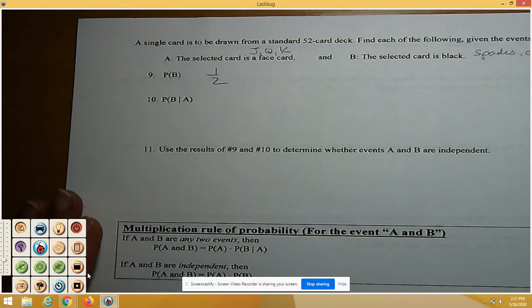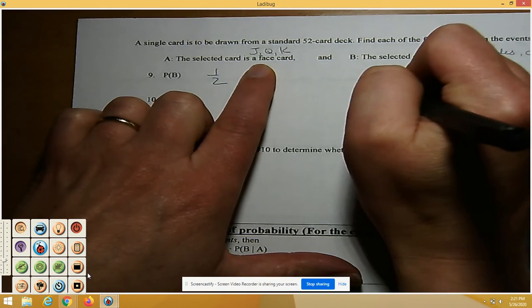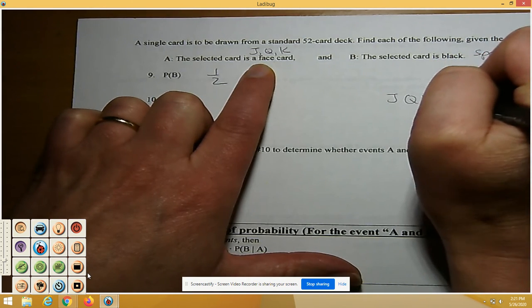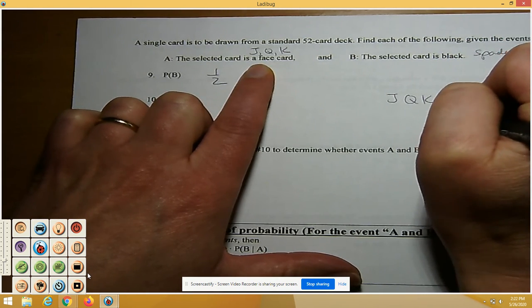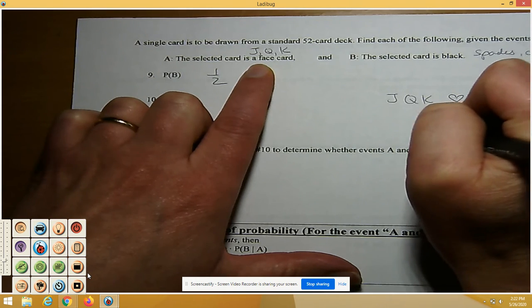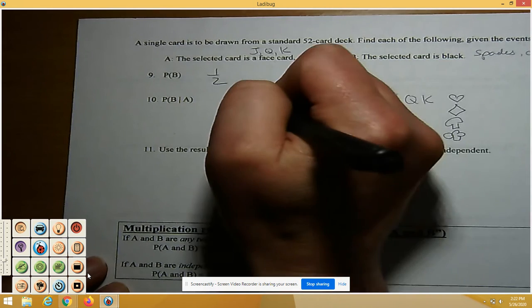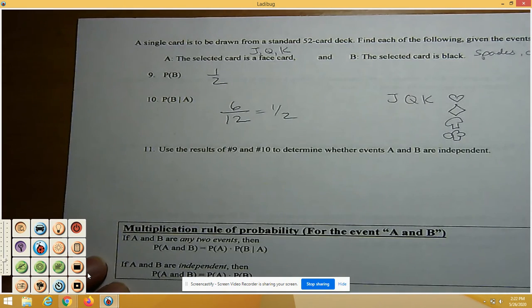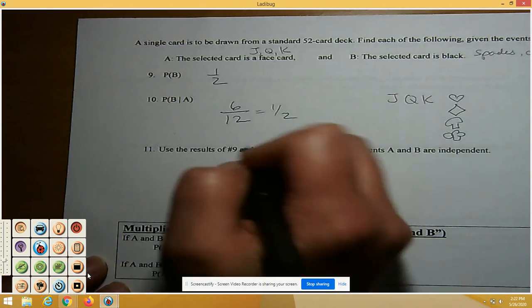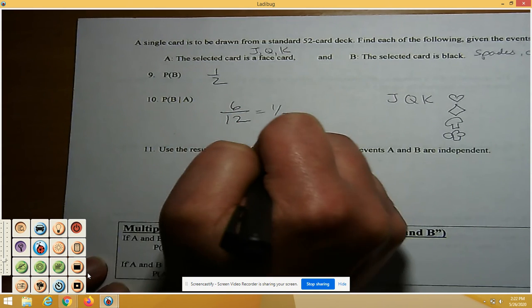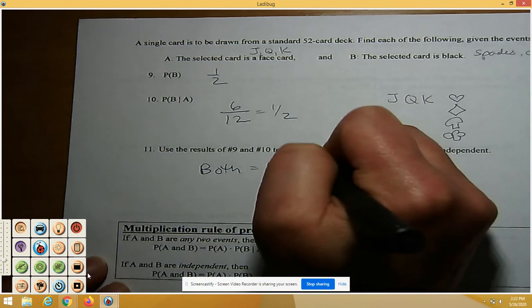Probability of B given A, I would look at it this way. Even if you're looking at all of the face cards, you have the jack, queen, king, of hearts, diamonds, spades, and then clubs. Not the best drawing, but you would have 6 out of the 12, changing the sample space, and that's going to be 1/2. And since they are equal, both equal 1/2, the events are independent.